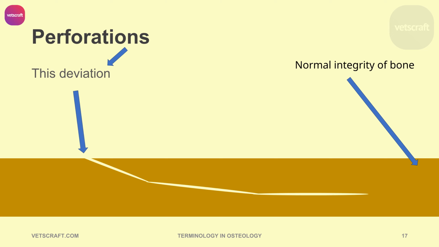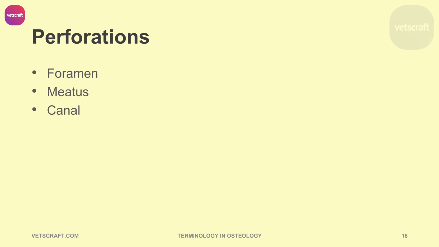Now let's see perforations of bones. These are holes or canals in the normal integrity of bones. You can see the arrow marks on this slide to understand the normal structure and a perforation in a bone. Foramen is a perforation for the transmission of blood vessels, nerves, etc., whereas meatus is a narrow passage. Canal is a bony tunnel-like foramen of some length.